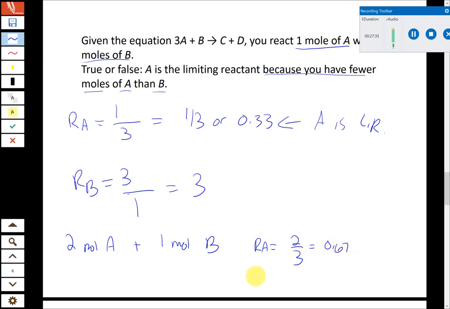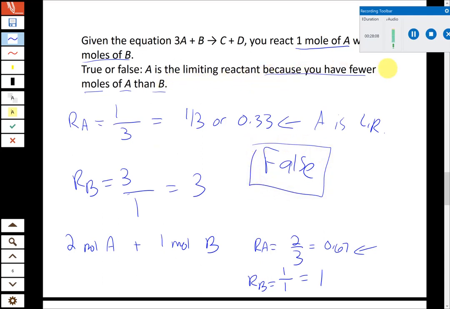And the stoichiometric ratio for B would still be 1 mole of B divided by the coefficient of 1, which is 1. So in this case, A is still the limiting reactant because its stoichiometric ratio is smaller, but we have more moles of A. So the key part of this question is that A is limiting reactant, but it's not because you have fewer moles. It's because the stoichiometric ratio is smaller. So this one would be false, because even though it's true that A is limiting reactant, the reason why is wrong.